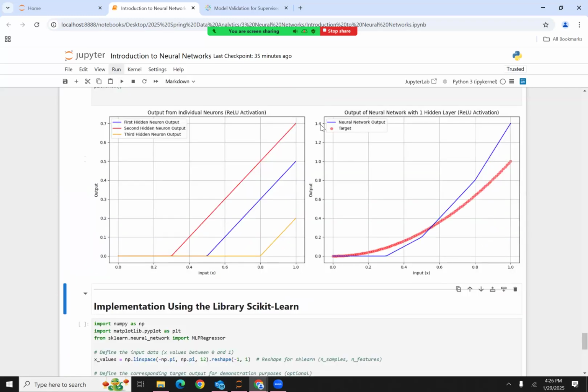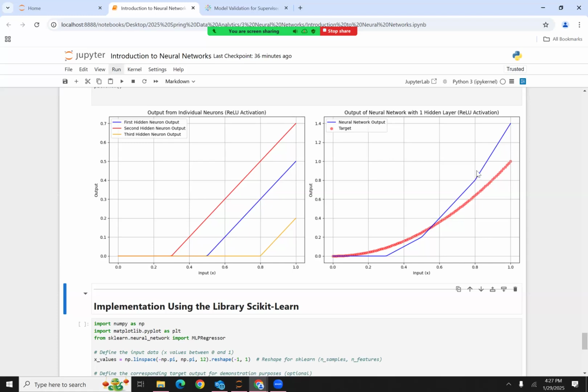And now, if I examine my neural network output given by this blue curve, you can see that I have three changes in slope. I have four segments. And with the randomly initialized weights, I do have a pretty good fit to the data already. You can examine the output from the first hidden neuron and then from the second hidden neuron. So where they all kick off and the slopes depend on the weights and the biases again.